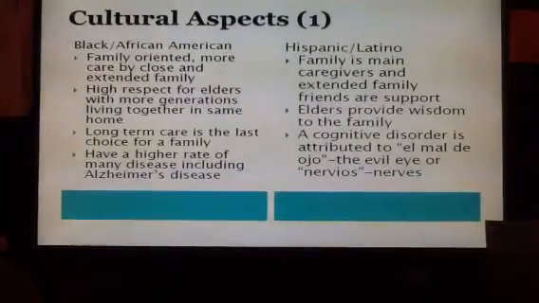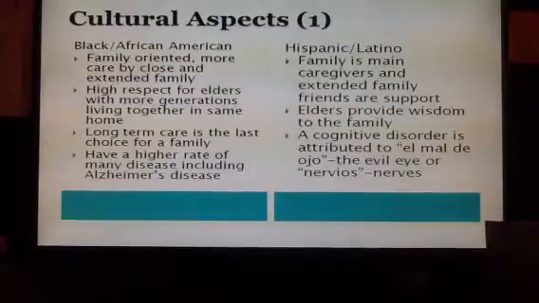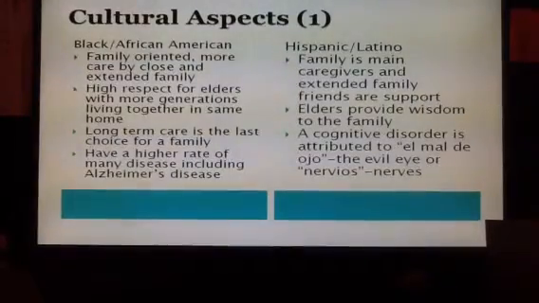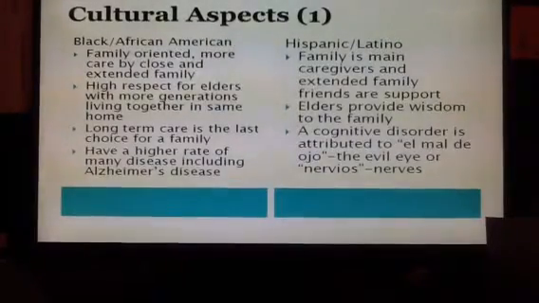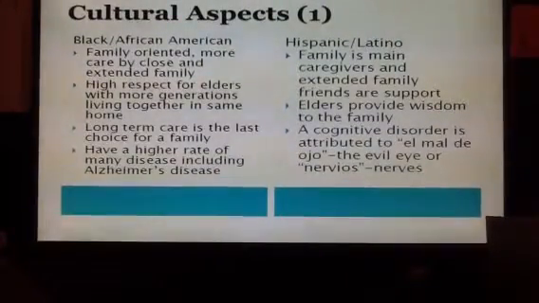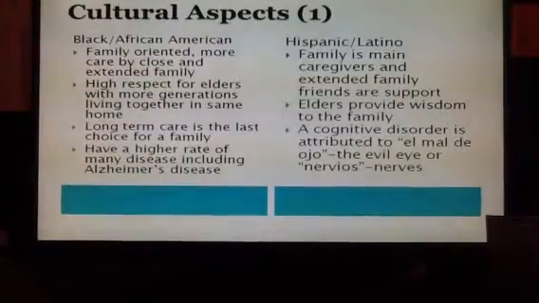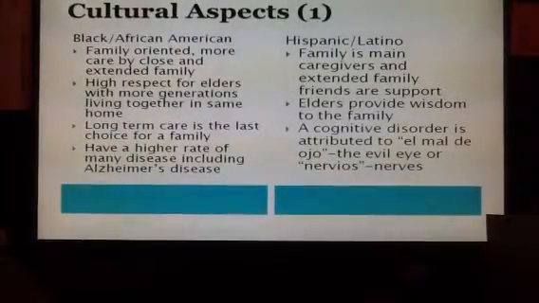Hispanic Latino families: the families are the main caregivers, and extended family and friends are support. Elders provide wisdom to the family. A cognitive disorder is attributed to el mal de ojo, the evil eye, or nervios, referring to the nerves.